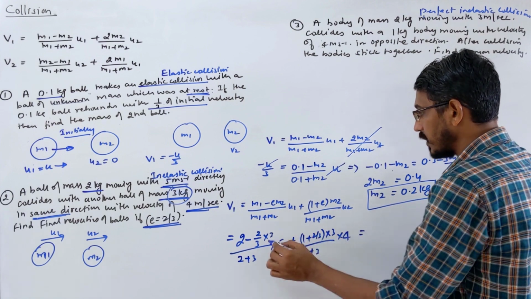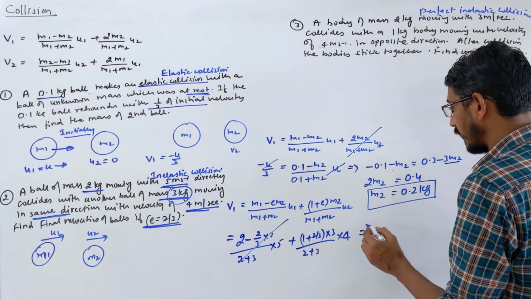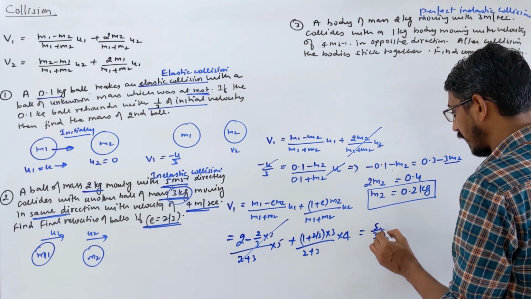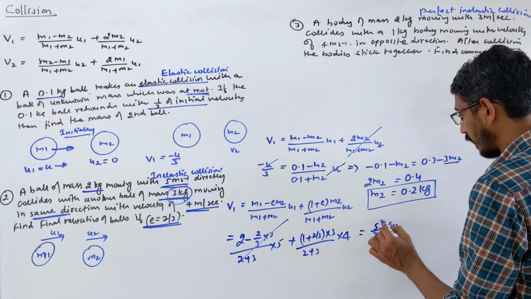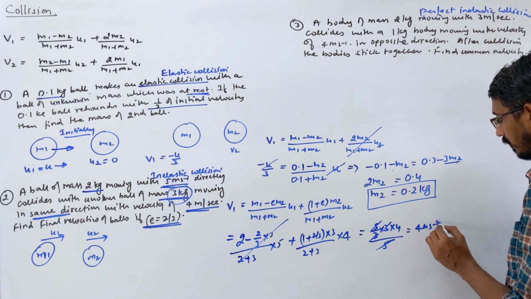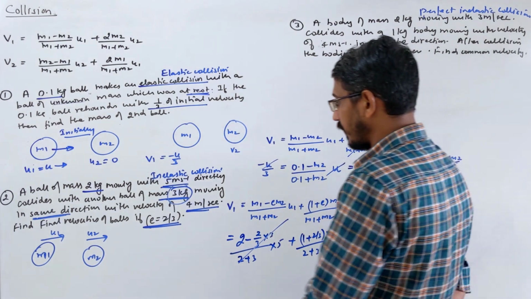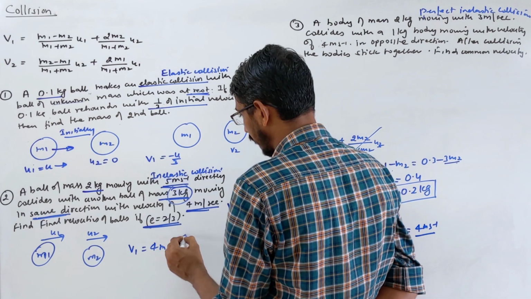So we have to solve it. This term is directly 0, right? So how much does this become? This becomes 5/3 into 4/5. The 3 gets cancelled, the 5 gets cancelled, and we get 4. So this answer is 4 meter per second. We have calculated V1, which is 4 meter per second.